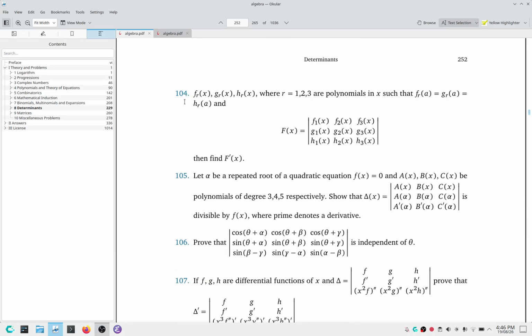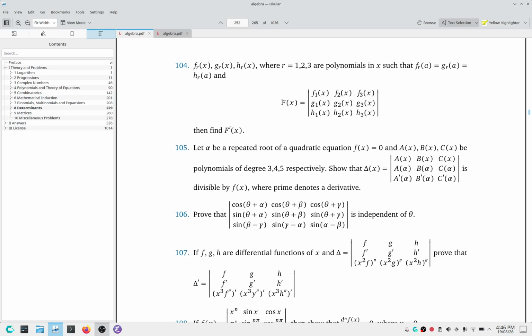Now we will solve question number 104. We are given that Fr of X, Gr of X, Hr of X, where r is 1, 2, 3, are polynomials in X such that Fr of a is equal to Gr of a is equal to Hr of a. And capital F of X is the determinant with rows F1 of X, F2 of X, F3 of X; G1 of X, G2 of X, G3 of X; and H1 of X, H2 of X, H3 of X. Then we have to find F prime of X, that is the first derivative of F.